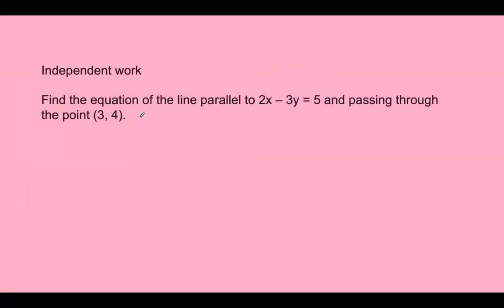Right. So here's something for you to work independently. You are going to find the equation of a new line that is parallel to 2x minus 3y equals 5 and passes through the point (3, 4).